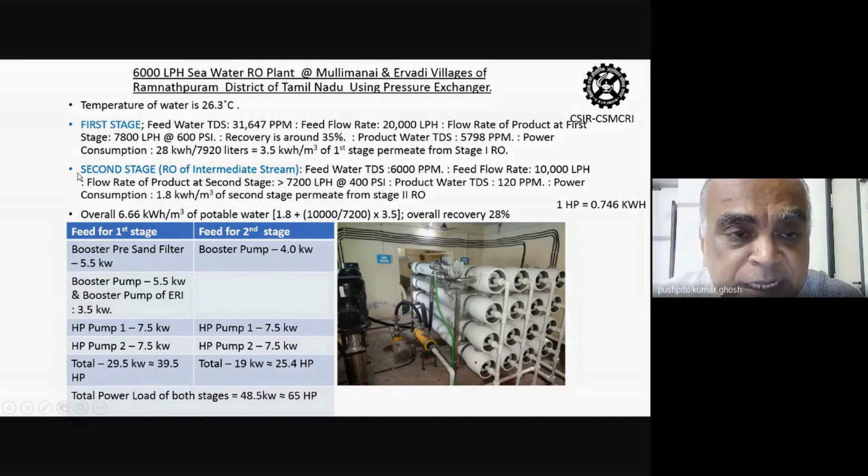And then in the second stage, it was passed once again, and now it ended up giving about 120 ppm water. And the overall energy requirement in this particular case was about 6.66 kilowatt hour per meter cube. And the overall recovery was about 28%.